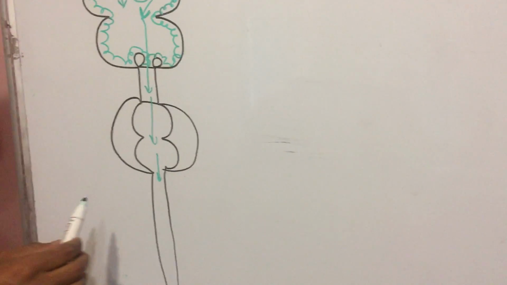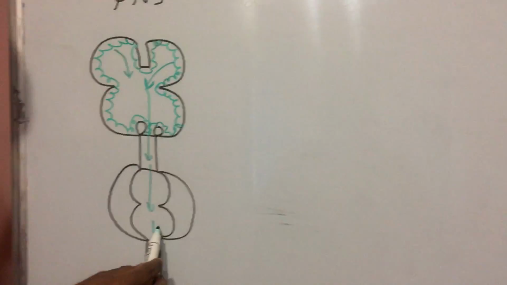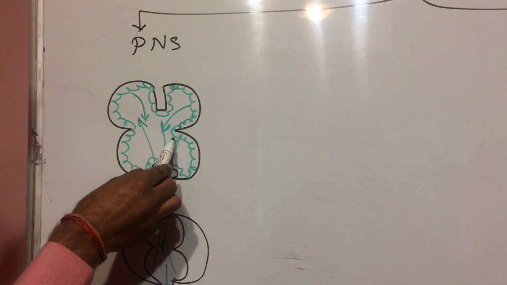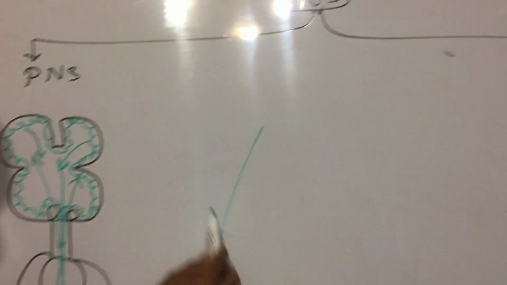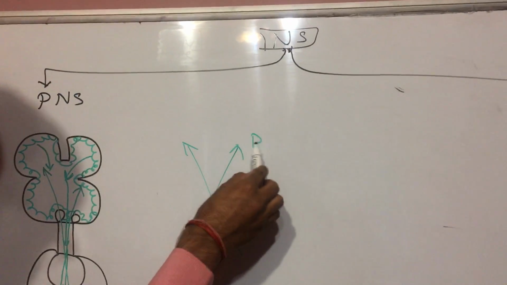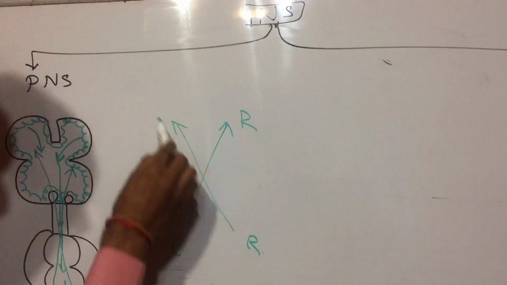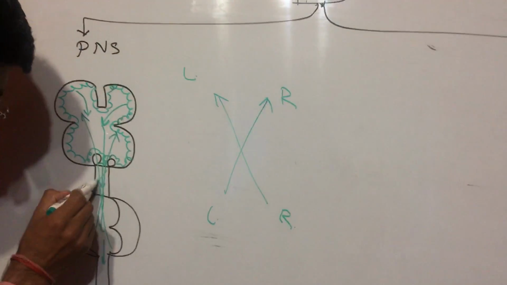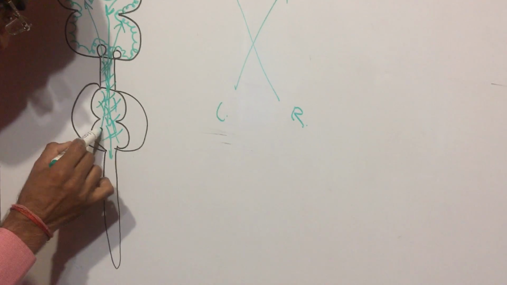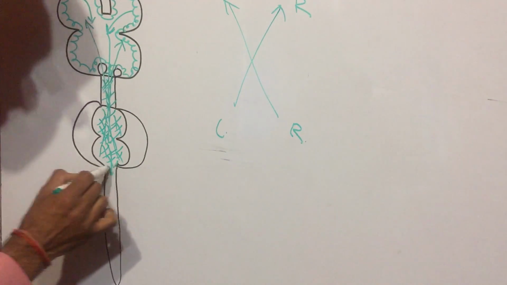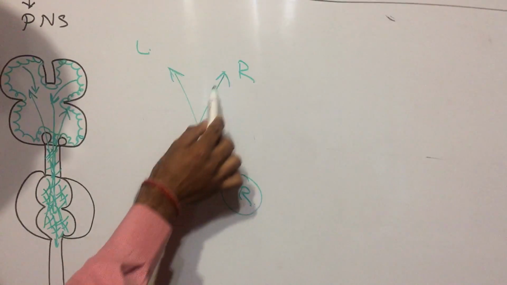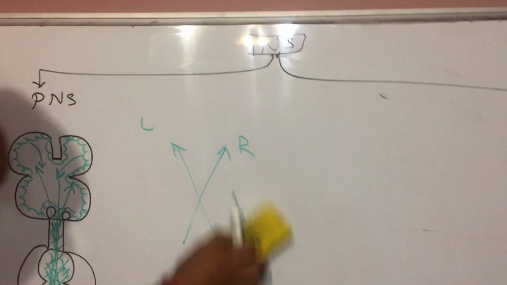Maybe up. But in some cases, the fibers join the left part of the brain to the right part, and the right part to the left part. It's like a cross. The right side information goes to the left side, and the left side information goes to the right side. So here are many crossings of the fiber, because the right part information goes to the left part and the left part information goes to the right part. That's why there is crossing.